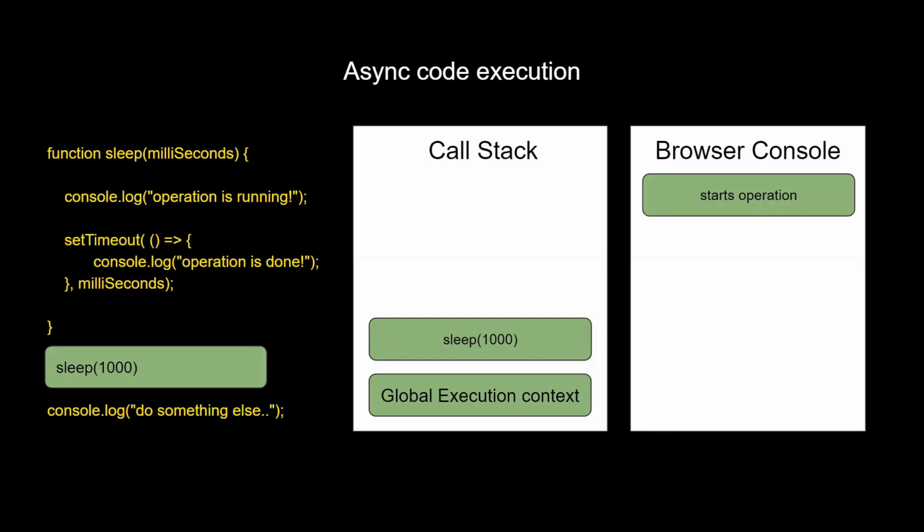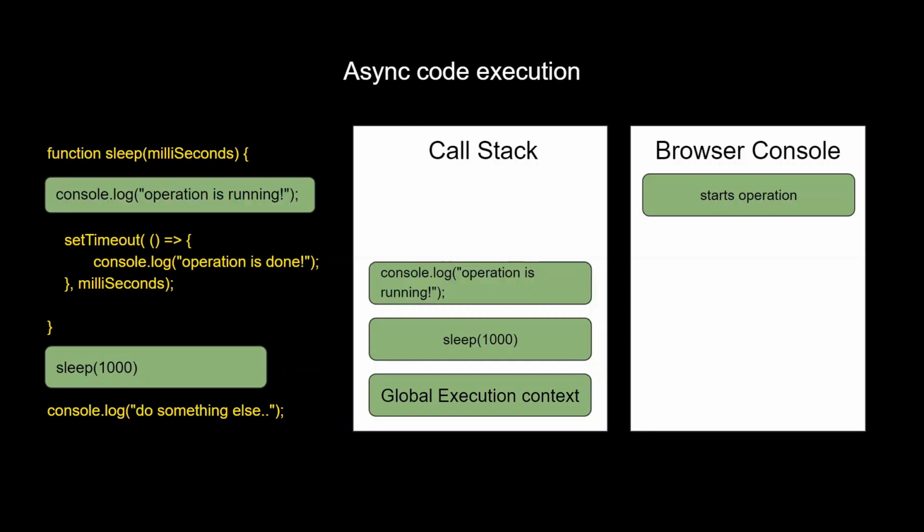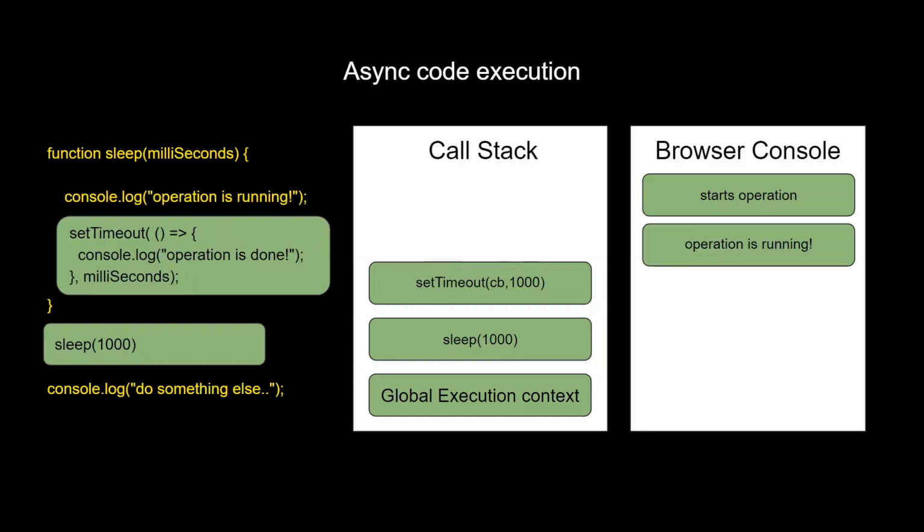The sleep method is called. Now the sleep method is in our call stack, and after that the console log operation is running comes into the call stack, and once this gets executed, it gets printed on the console. Then we have the setTimeout. Here CB refers to the callback function, which we passed as the arrow function, and 1000 is the milliseconds we passed.